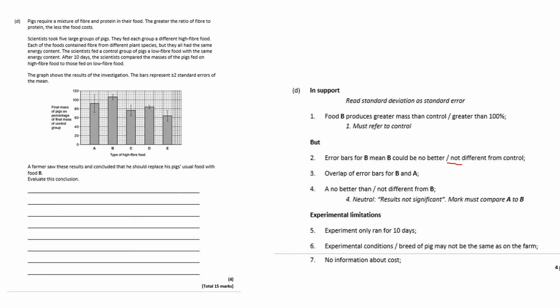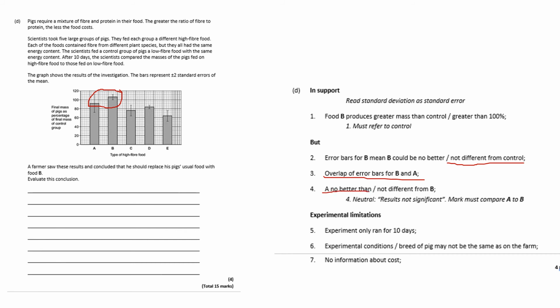Also, you can see that the error bars of A and B overlap. So again, that would suggest that treatment A was better really than treatment B, and treatment B was no better than treatment A, because the error bars are overlapping. There is no significant difference between those. So you need to mention those overlapping error bars. So A is no better or no different from B, or vice versa.